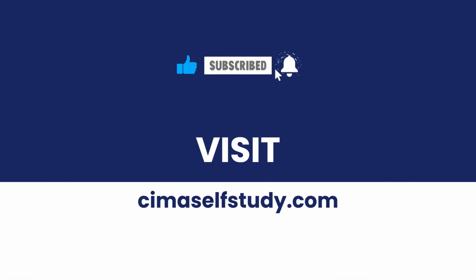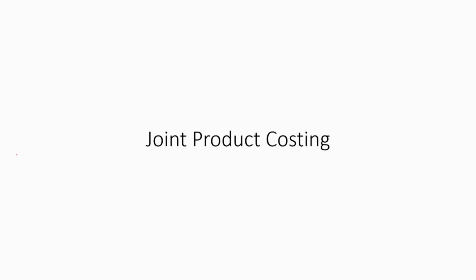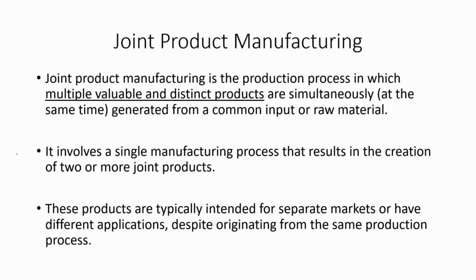In this video, I'm going to discuss joint product costing. Before we discuss joint product costing, let's get to know what joint product manufacturing is. Joint product manufacturing is the production process in which multiple valuable and distinct products are simultaneously generated from a common input or raw material. This means a common process is going to produce multiple valuable products at the same time using a common input or raw material.